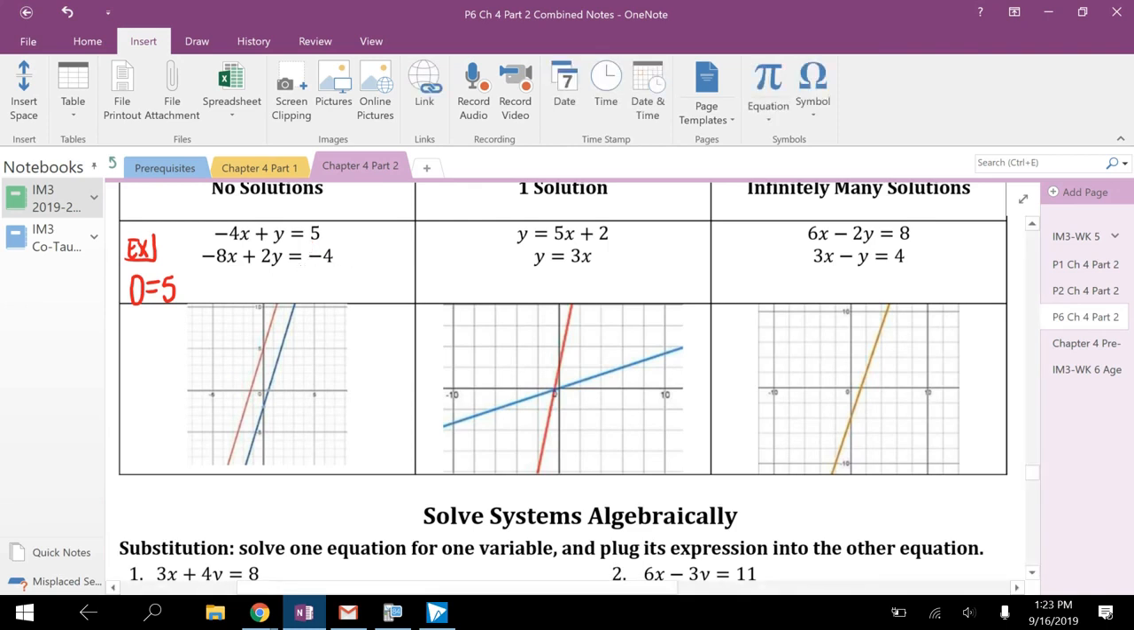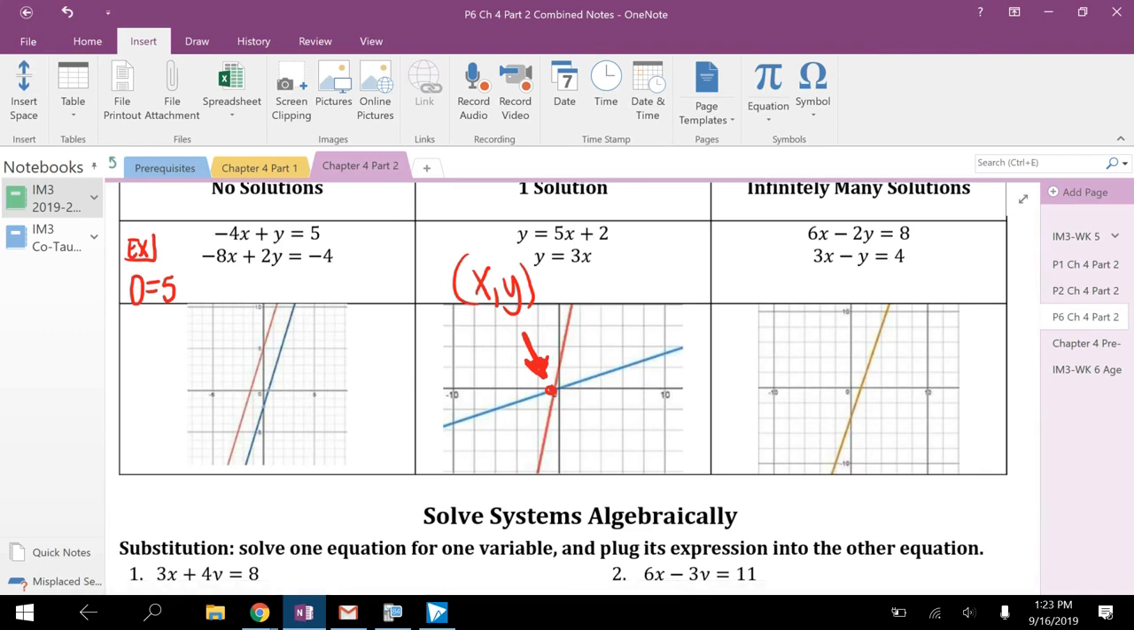Whereas this one does have a solution right here. This guy is your solution. And it's always as an ordered pair, x comma y. Now it's like negative 0.30, I think. I don't know.